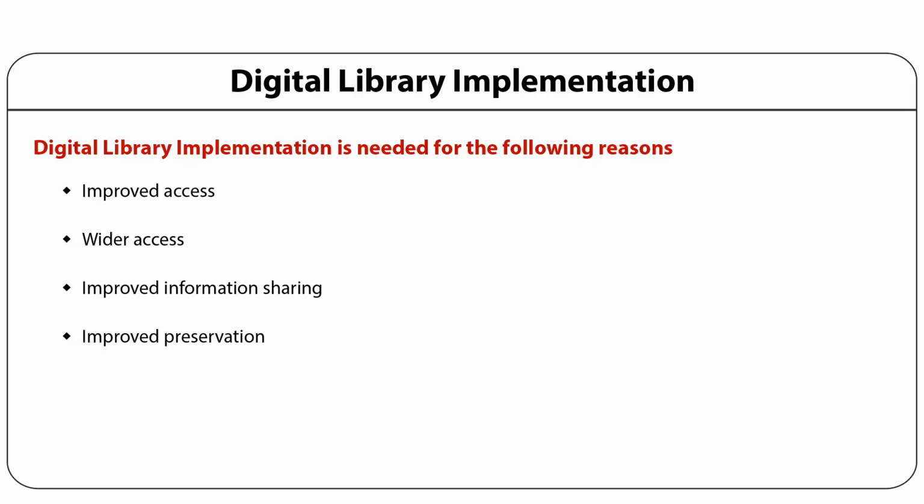And the next is improved preservation. Since electronic documents are not prone to physical wear and tear, their exact copies can easily be made. The digital libraries facilitate preservation of special and rare documents and artifacts by providing access to digital versions of these entities. So improved preservation is always possible. The printed material can be digitized and preserved for a longer time, and we can give very good access to those rare materials and other things. So these are the reasons why we need to go for implementation of digital libraries.